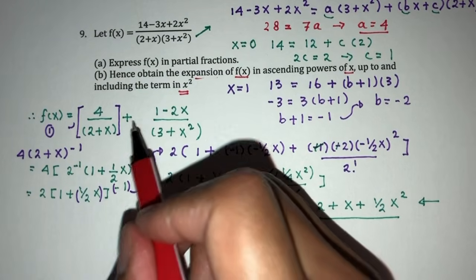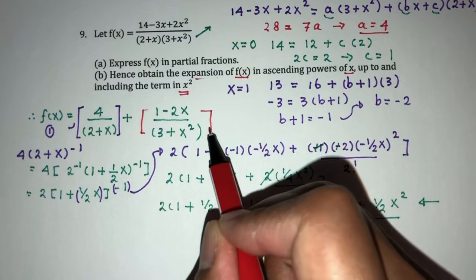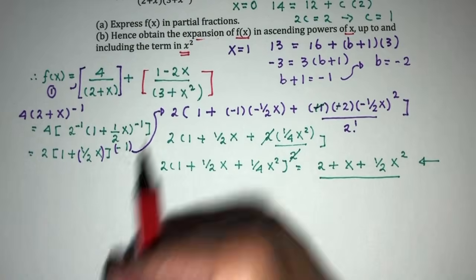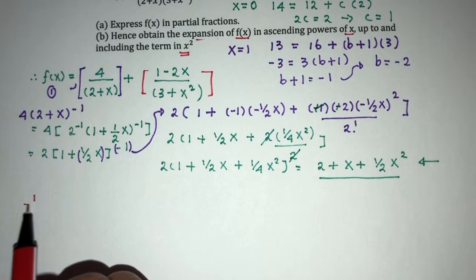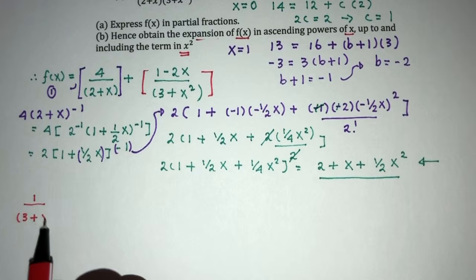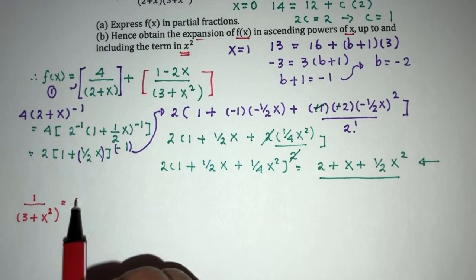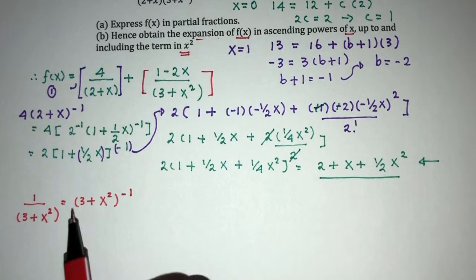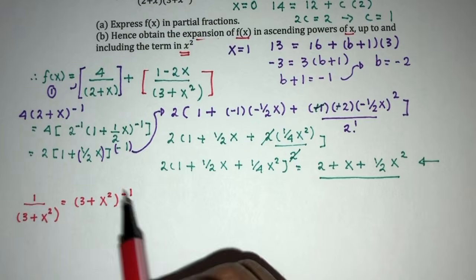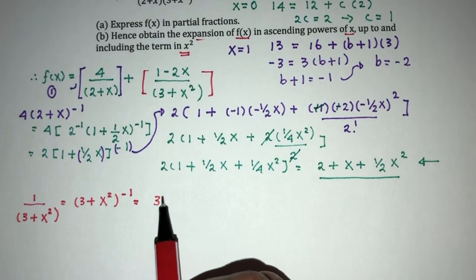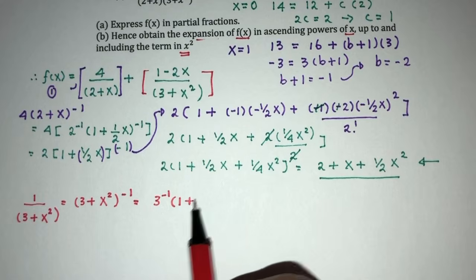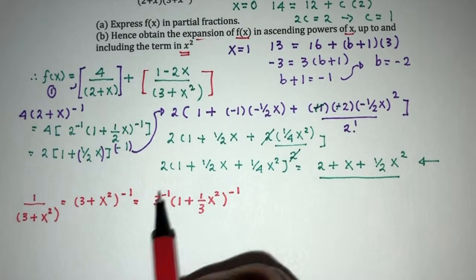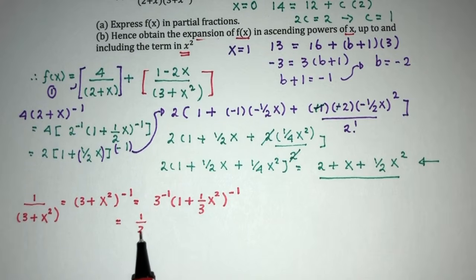So now obviously we have to find this one. Right. So let's first ignore the top for now. Let's find the expansion of this one. If you were to bring this up, let's say we have 1 over 3 plus x squared, same as 3 plus x squared power minus 1. But now again, because we have 3 here, we have to make this become 1. We have to factorize. You will have 3 power minus 1. That will be 1 plus 1 over 3 x squared. That will be minus 1. Now this is simply 1 over 3.